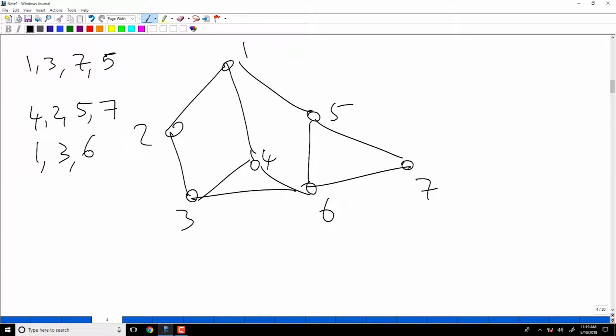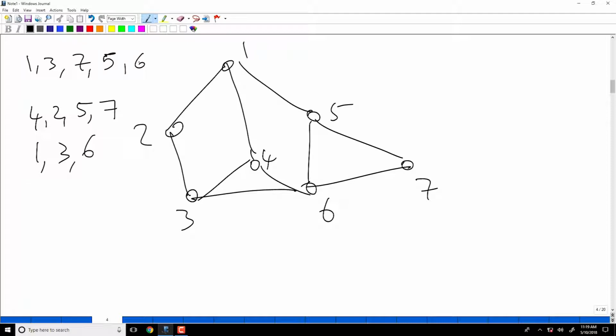I am just writing down whatever you are saying. So is 1357 a vertex cover? Let us just check. It is not. Why is it not a vertex cover? Because the edge 4, 6 is not covered. So I may need to add something more.